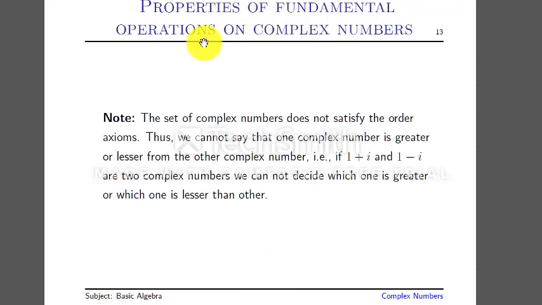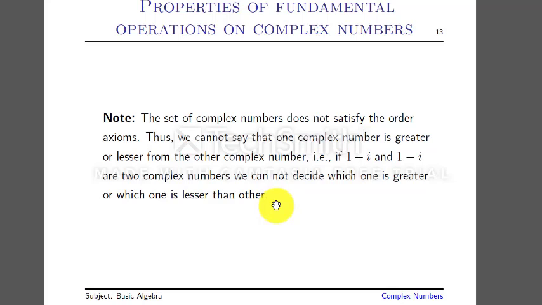Properties of fundamental operations on complex numbers. Now, the set of complex numbers does not satisfy the order axioms. Thus, we cannot say that one complex number is greater or lesser than another complex number. That is, if 1 plus iota and 1 minus iota are two complex numbers, we cannot decide which one is greater or which one is lesser than the other.